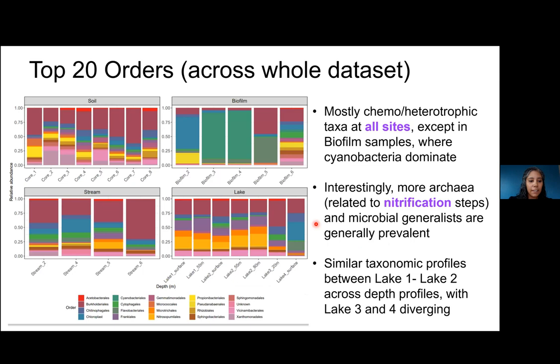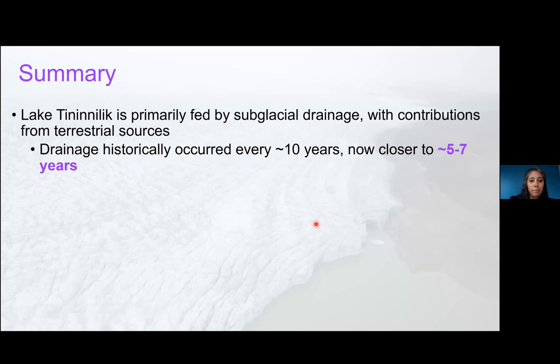And then lastly, we don't actually see many photosynthetic organisms. Most of them are chemo-heteroautotrophic. So I won't talk about this, just to move on with our summary here. We know that Lake Tennanillik is primarily fed by subglacial drainage with contributions from terrestrial systems.